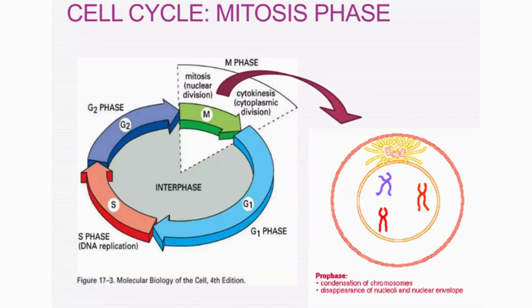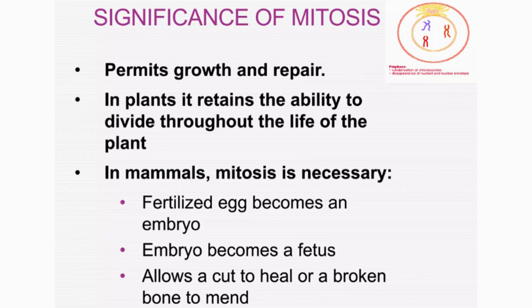So now this is just an overview of mitosis. In somatic cells, karyokinesis occurs with mitosis in a series of stages. First we discuss the importance of mitosis.